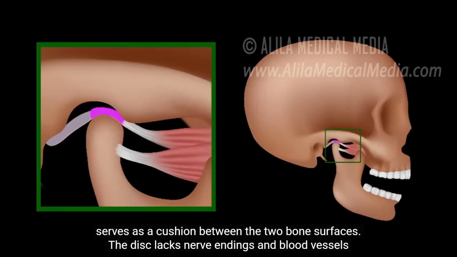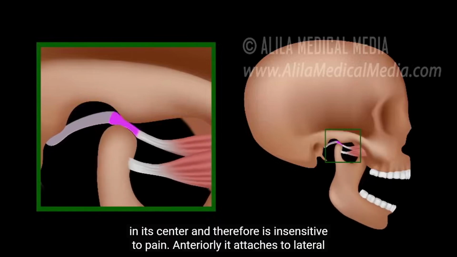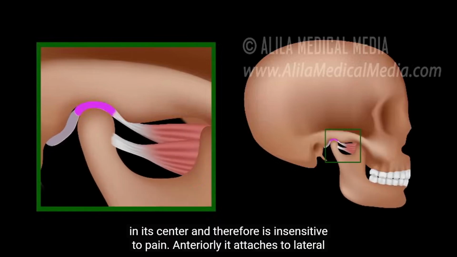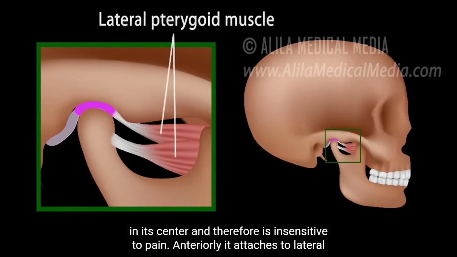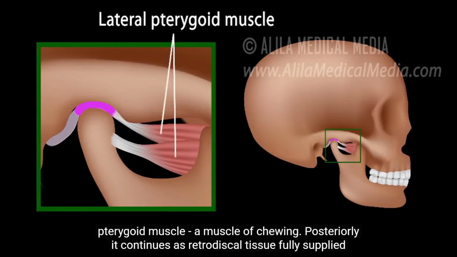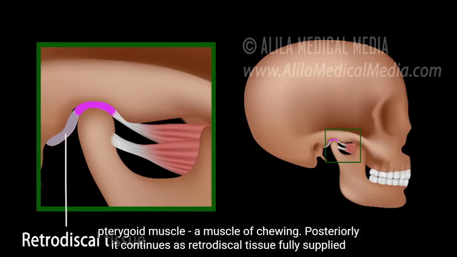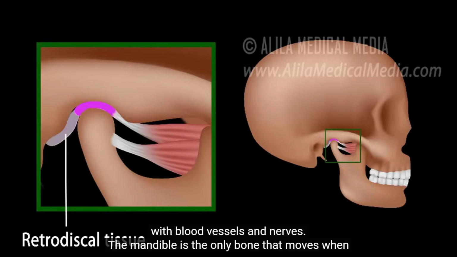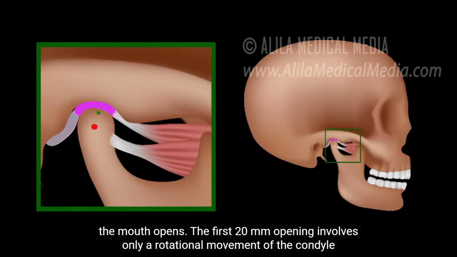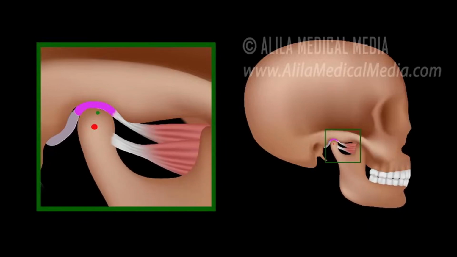The disc lacks nerve endings and blood vessels in its center, and therefore is insensitive to pain. Anteriorly, it attaches to the lateral pterygoid muscle, a muscle of chewing. Posteriorly, it continues as retrodiscal tissue, fully supplied with blood vessels and nerves. The mandible is the only bone that moves when the mouth opens. The first 20 millimeters of opening involves only a rotational movement of the condyle within the socket.